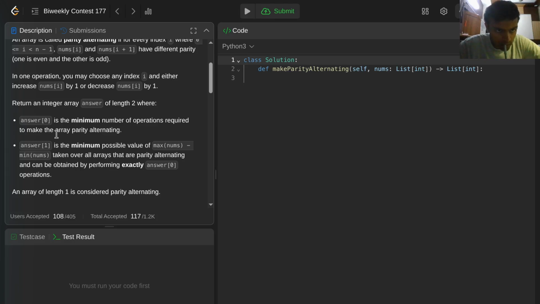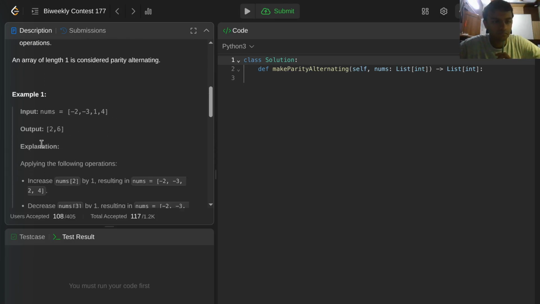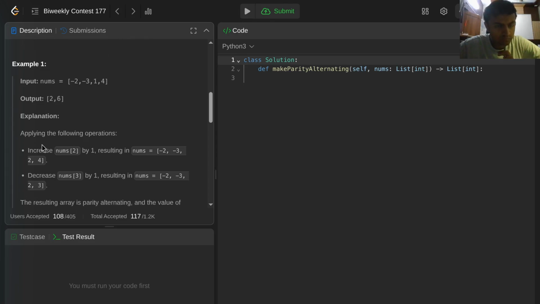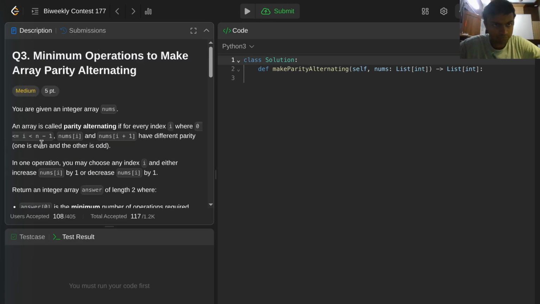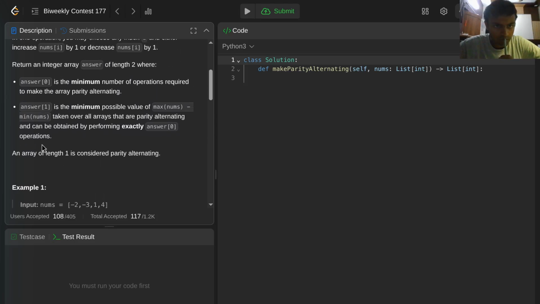Answer 0 is the minimum number of operations required to make the array parity alternating. Answer 1 is the minimum possible value of the max of nums minus the min of nums taken over all the arrays that are parity alternating.